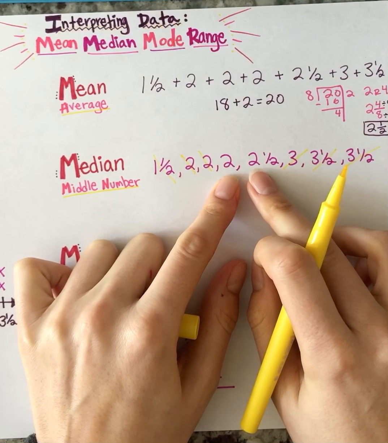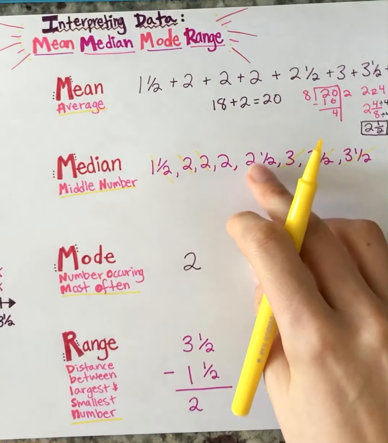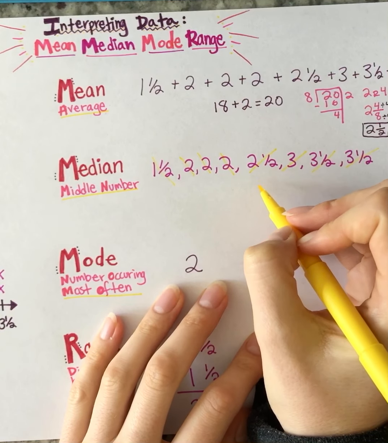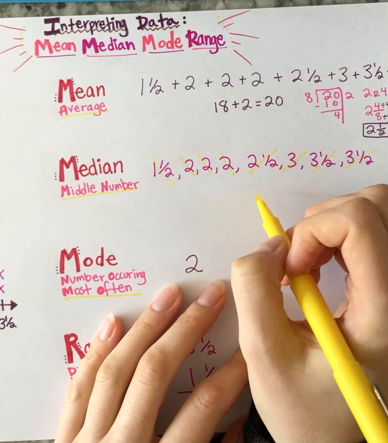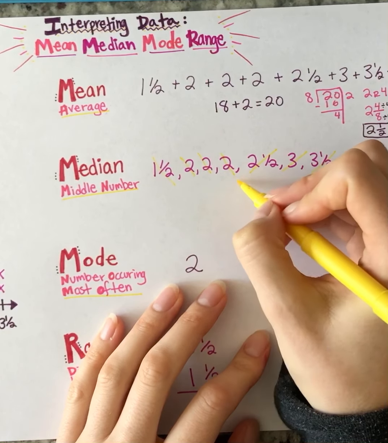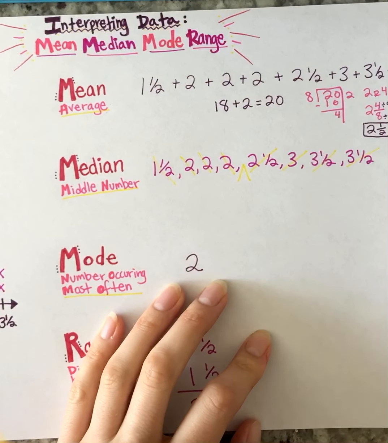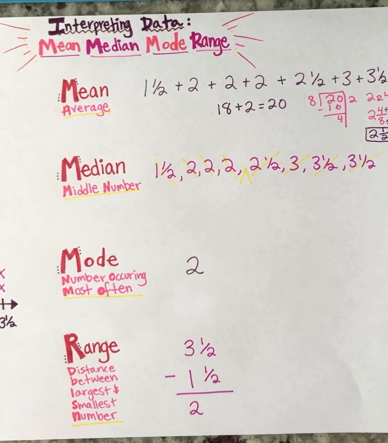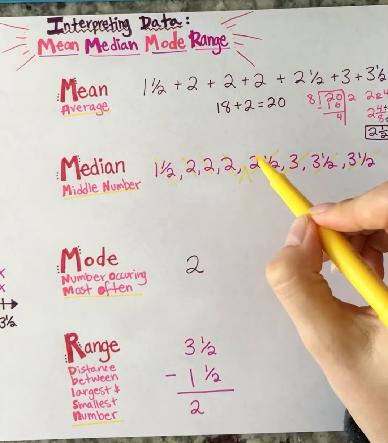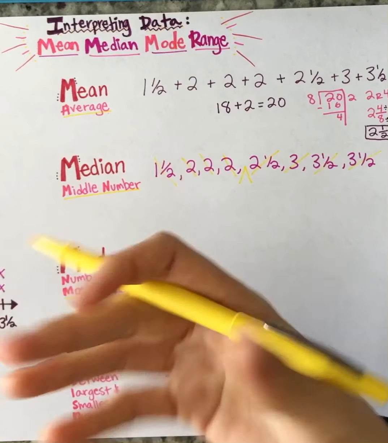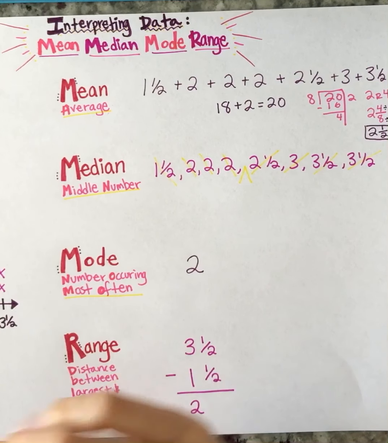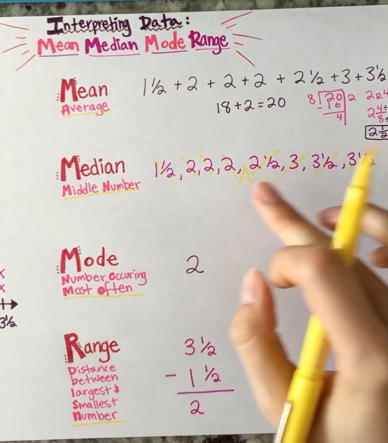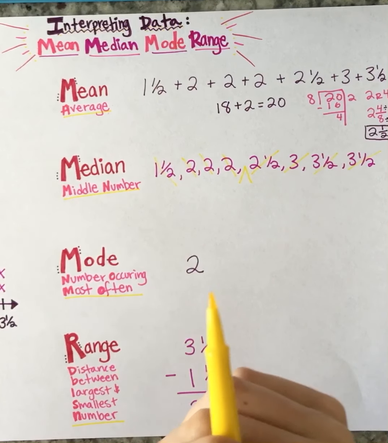Uh-oh. We have come to a point where our middle number is going to be between 2 and 2.5. So we have to figure out what number comes between 2 and 2.5, that middle number in between there. If we would have had an odd number of data points, it would be simple because just the number in the middle would be there. But since we have even, we have to find the average between 2 and 2.5.